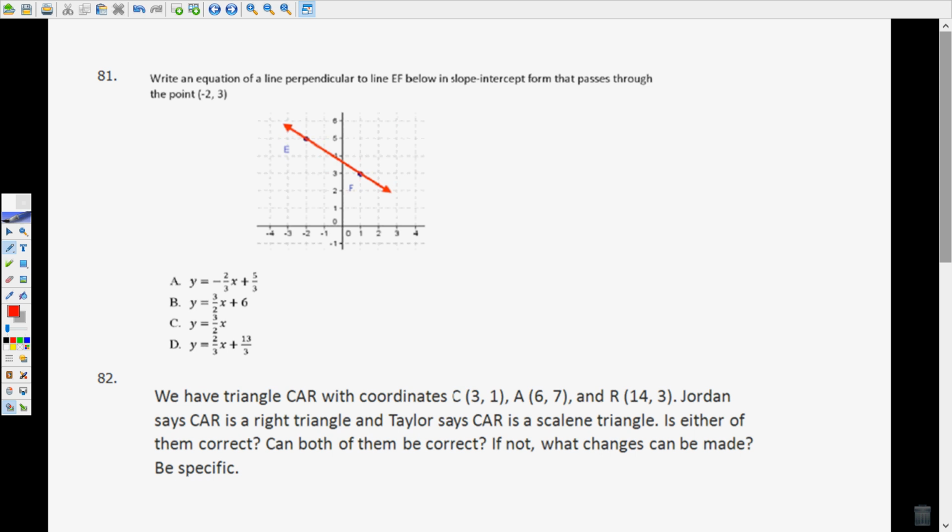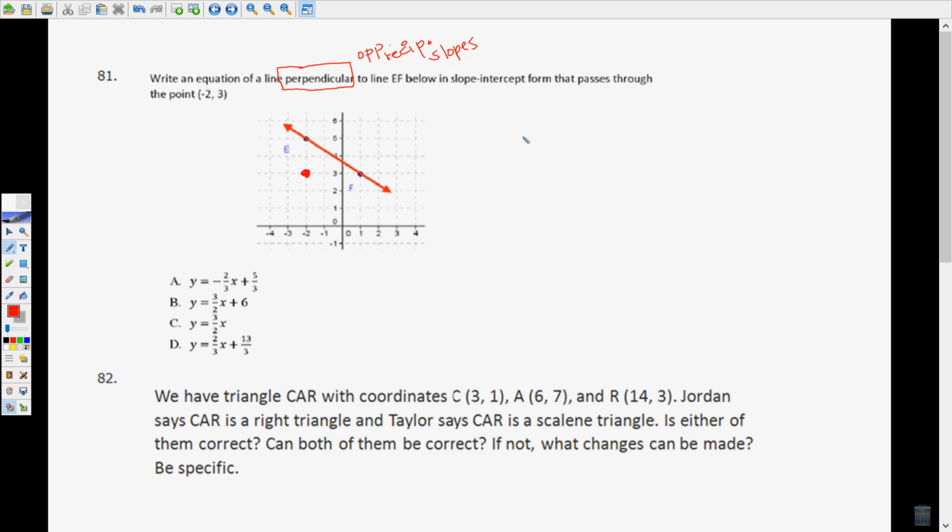81. Write an equation of a line perpendicular to line EF below in slope-intercept form that passes through the point -2, 3. So here's -2, 3 if you care about that. Okay, what you need to do here first is think about some things. A line perpendicular to another line will have opposite reciprocal slopes.